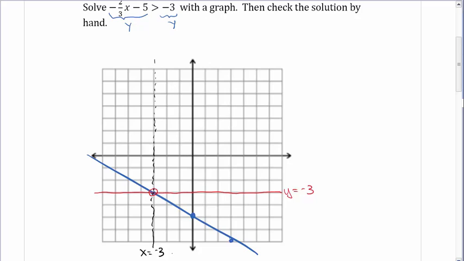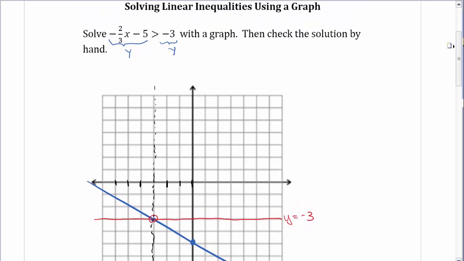Negative 2/3 x minus 5 is exactly the same as negative 3, which means that at every other x value, at say an x value of negative 2 or negative 1 or negative 4, at all of these other x values, the left side doesn't equal the right side. And you can see that they don't equal because they're two separate graphs. So what do you look for on the graph to solve the inequality?